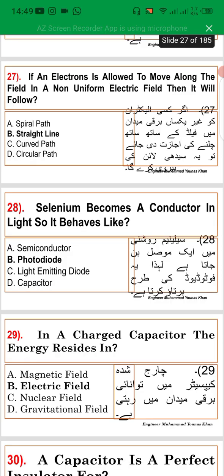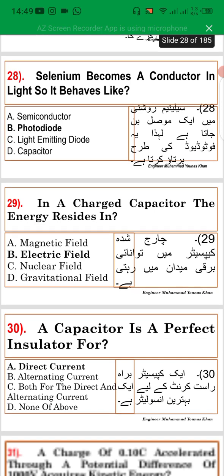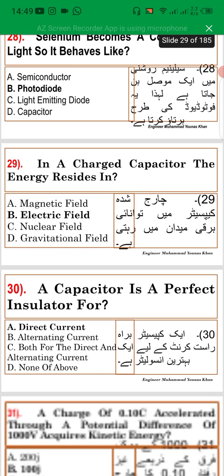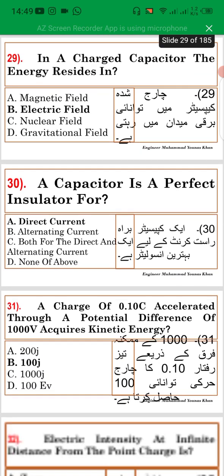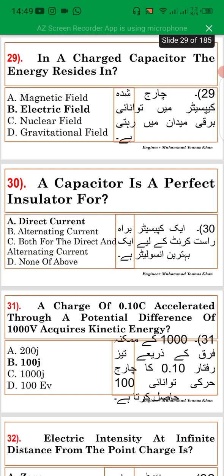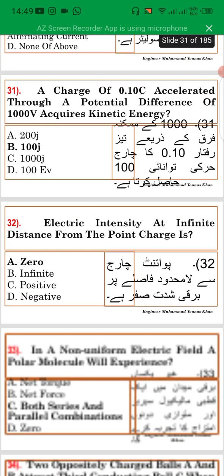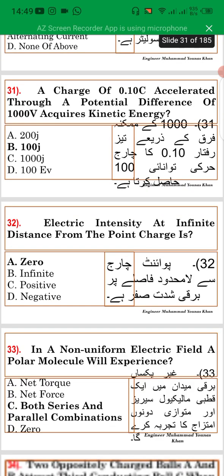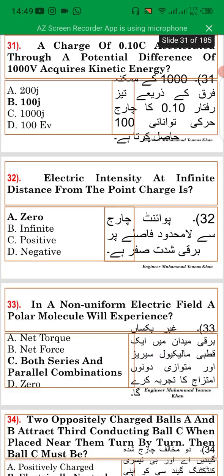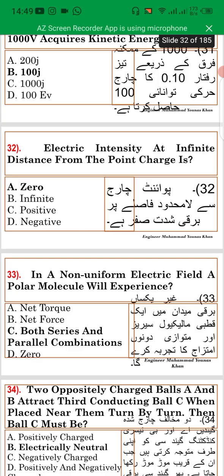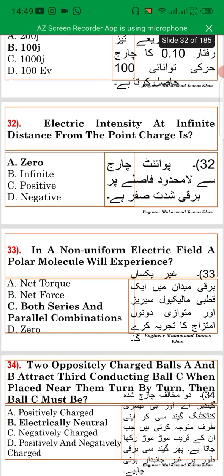Selenium becomes a conductor in light, so it behaves like a photodiode. In a charged capacitor, the energy resides in the electric field. A capacitor is a perfect insulator for direct current. A charge of 0.10 coulomb accelerated through a potential difference of 1000 volts requires kinetic energy of 100 joule. Electric intensity at infinite distance from a point charge is 0.